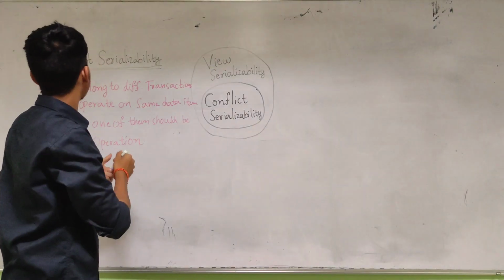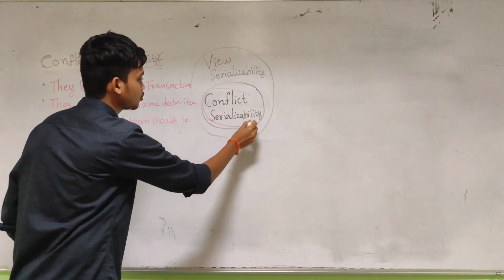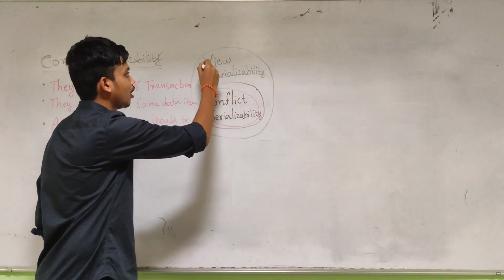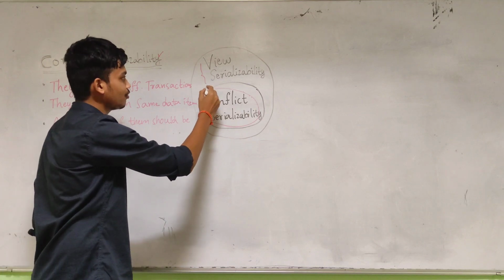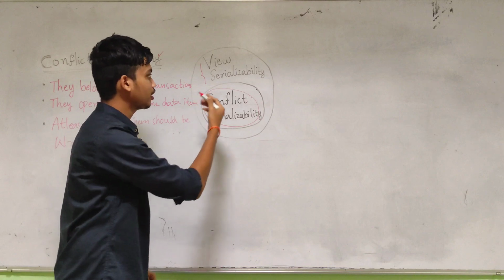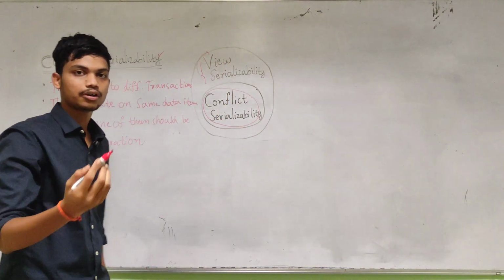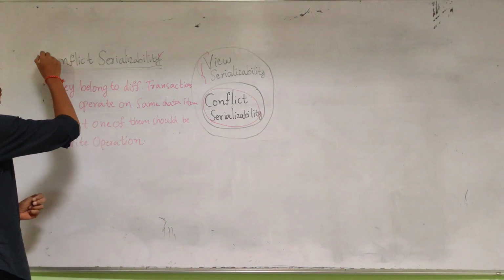Now look here. This is conflict serializability. If our schedule is conflict serializable, then it is automatically view serializable. But if our schedule is view serializable, we can't say it is conflict serializable. We will understand what view serializable is in our upcoming lectures, but now we can understand what conflict serializable is.